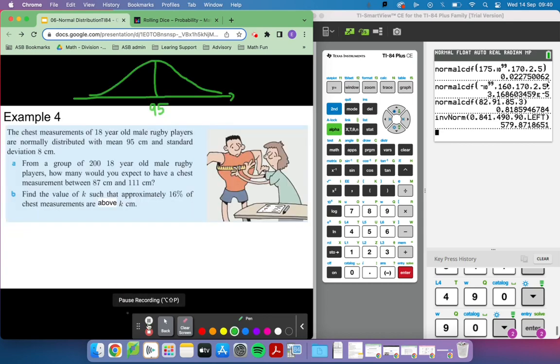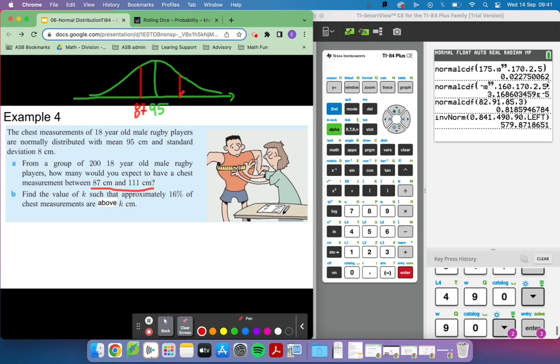Our next example, the chest measurement of 18-year-old male rugby players are normally distributed with a mean of 95 and a standard deviation of 8. From a group of 200 18-year-old male rugby players, how many would you expect to have a chest measurement between 87 and 111? So the first thing that we need to do is we need to find what is the probability of having between 87 and 111. So we're going to use our normal distribution for that.